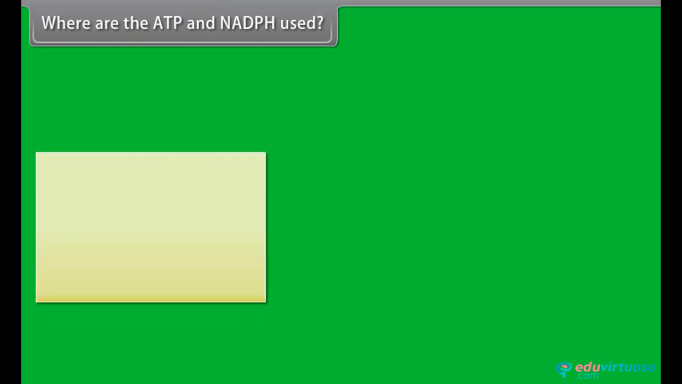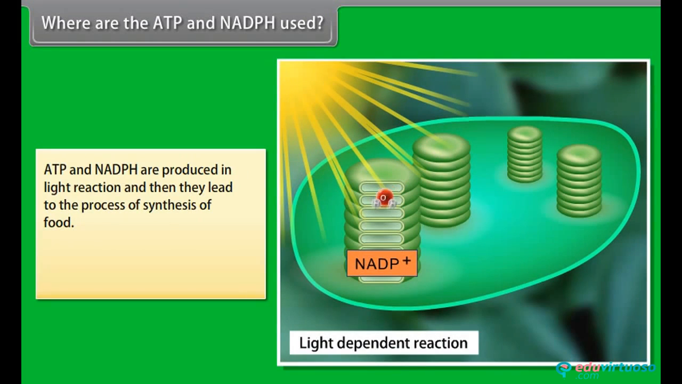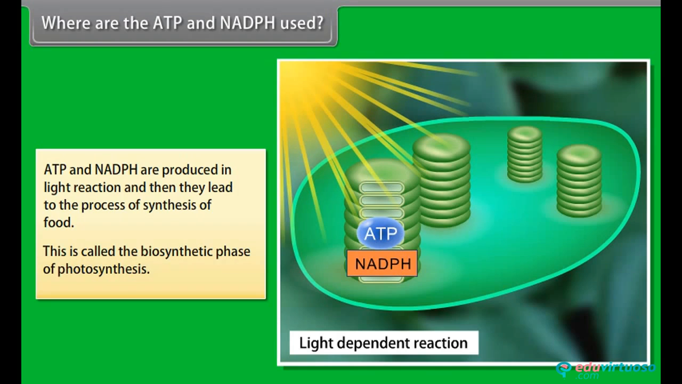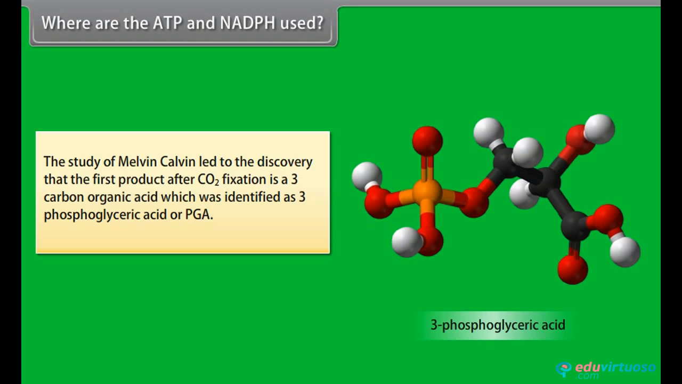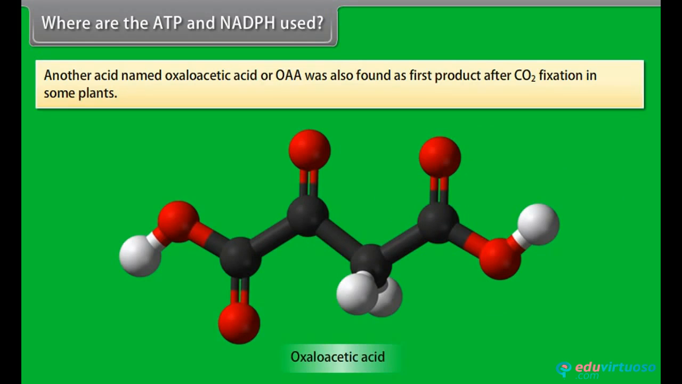Where are the ATP and NADPH used? ATP and NADPH are produced in light reaction and then they lead to the process of synthesis of food. This is called the biosynthetic phase of photosynthesis. The study of Melvin Calvin led to the discovery that the first product after carbon dioxide fixation is a 3-carbon organic acid, which was identified as 3-phosphoglyceric acid or PGA. Another acid named oxaloacetic acid or OAA was also found as the first product after carbon dioxide fixation in some plants.